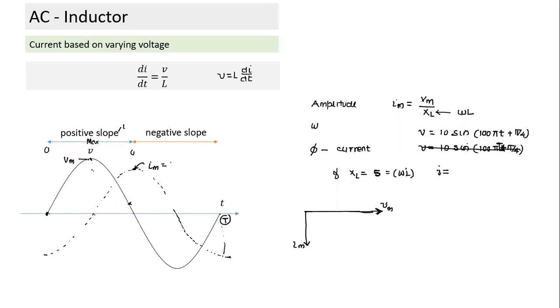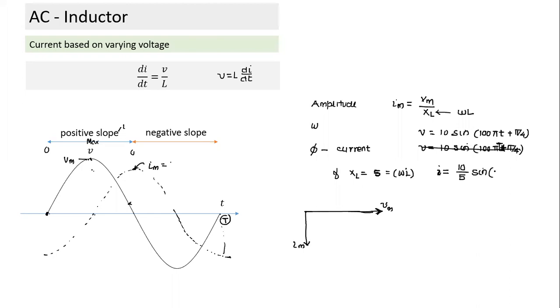Can I write the current equation? That's the purpose of the whole discussion here. If voltage is given and inductor is given, I can find I as a function of time. Disha, do you think you can write I as a function of time? Yes, sir. Im will be Vm by omega L. What is Vm here? 10. Vm by XL, Vm by omega L, with omega L given as 5. And then we'll have the omega term here.